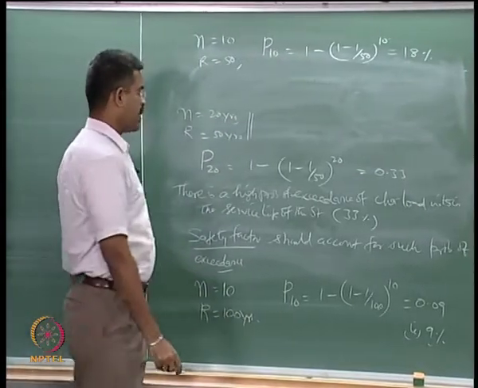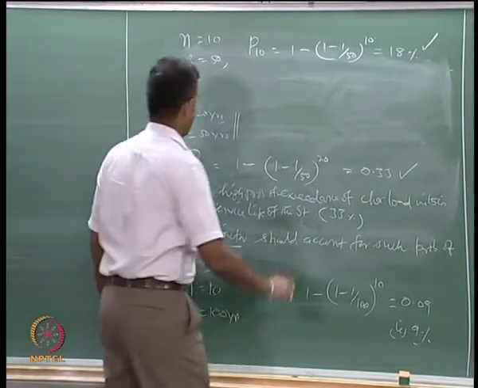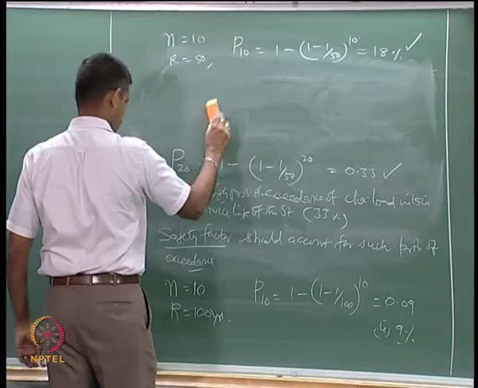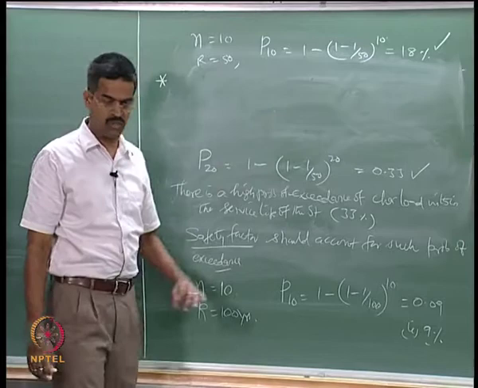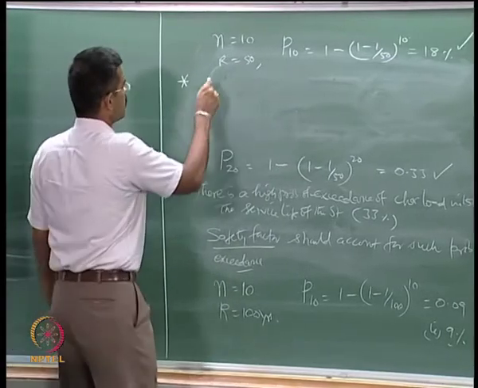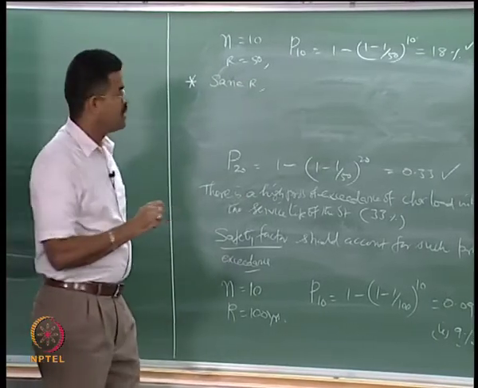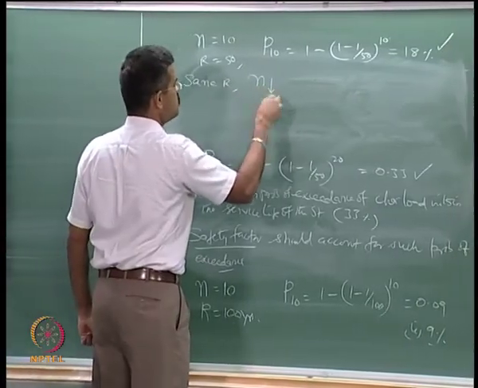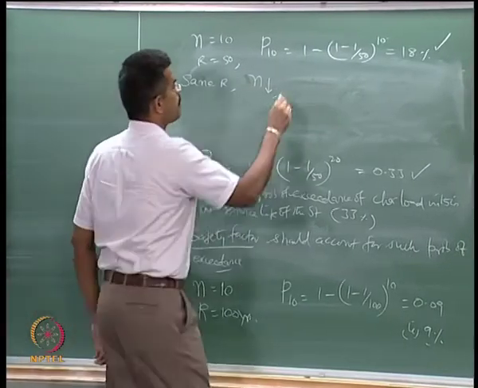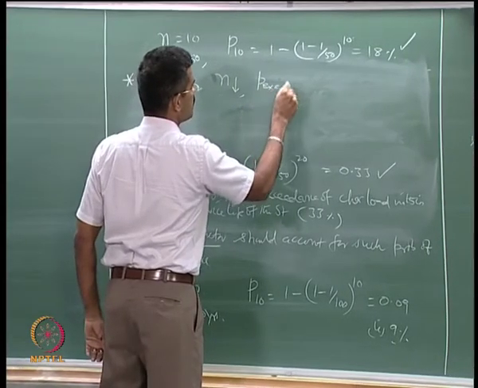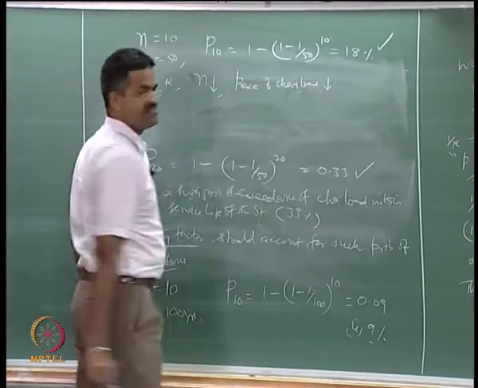Okay. Let us compare the answer of this with that of this. First, write the inference. I will remove this. The following inferences can be quickly drawn from these two examples as I have shown here. For the same return period, if the service life is reduced, probability of exceedance of characteristic load is reduced.